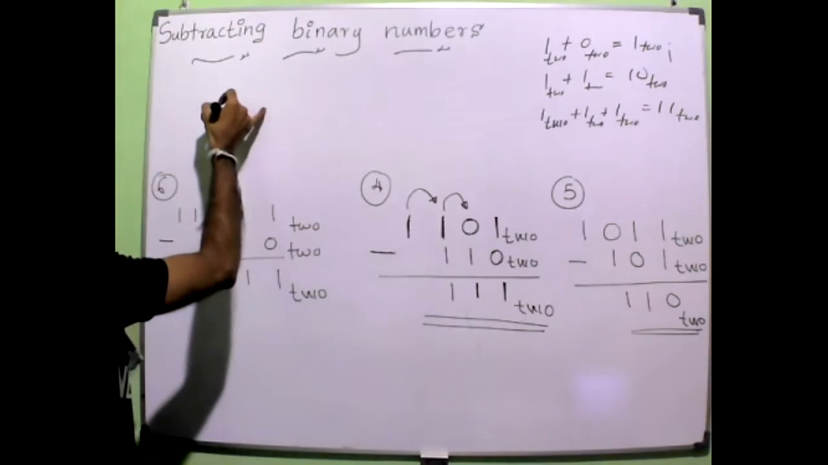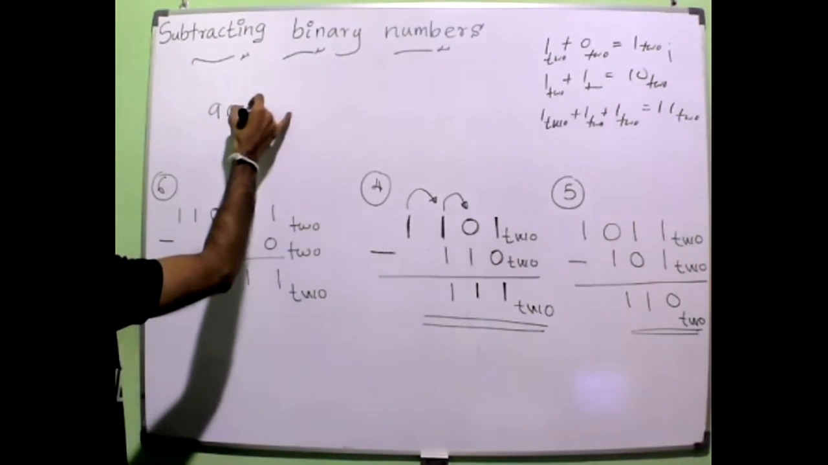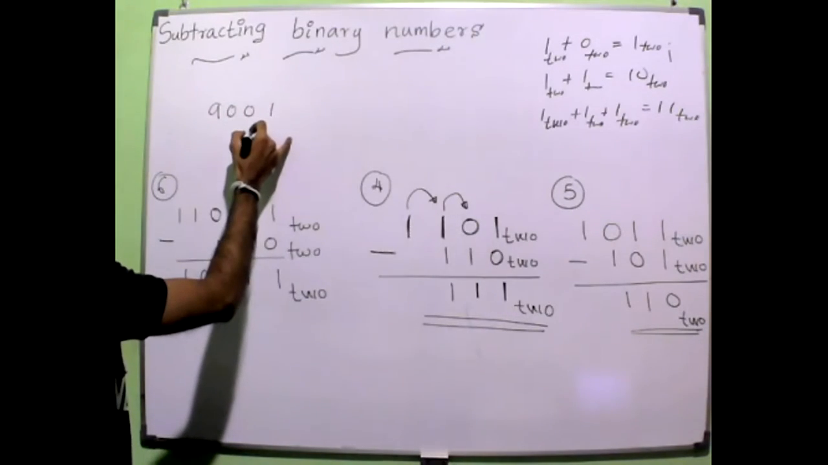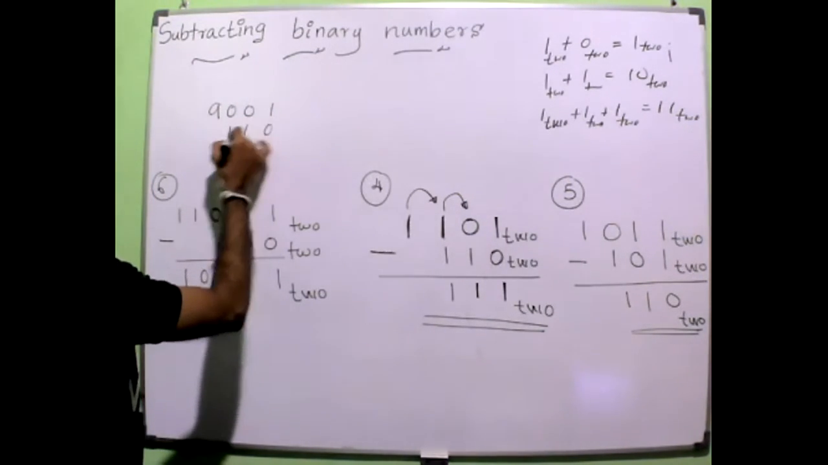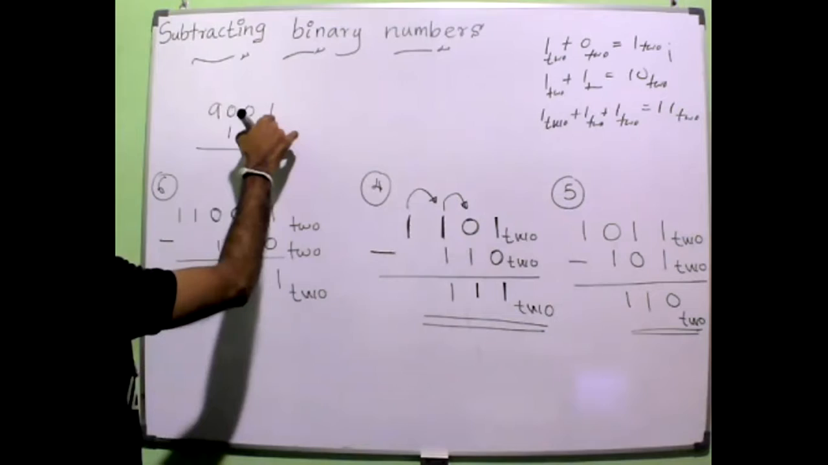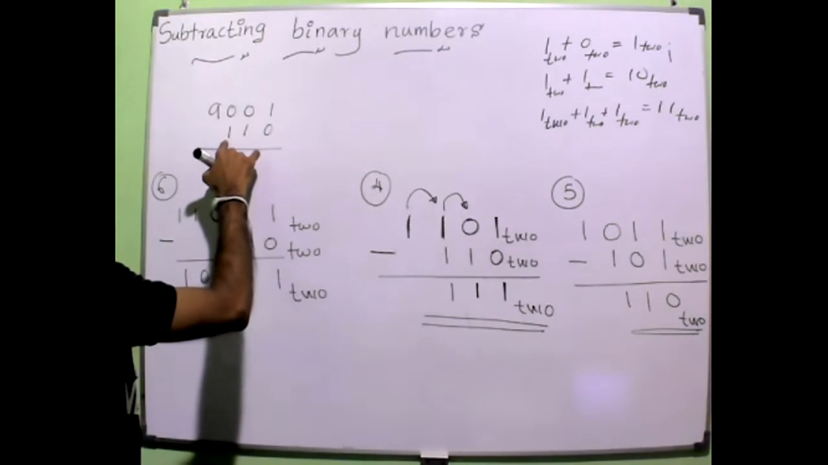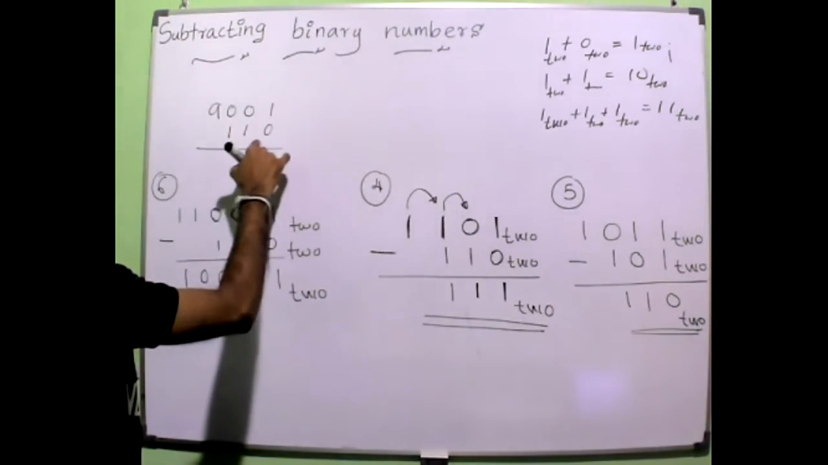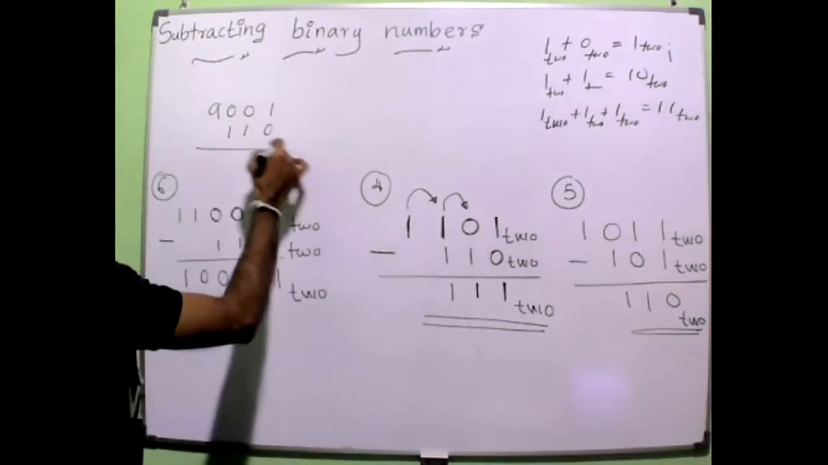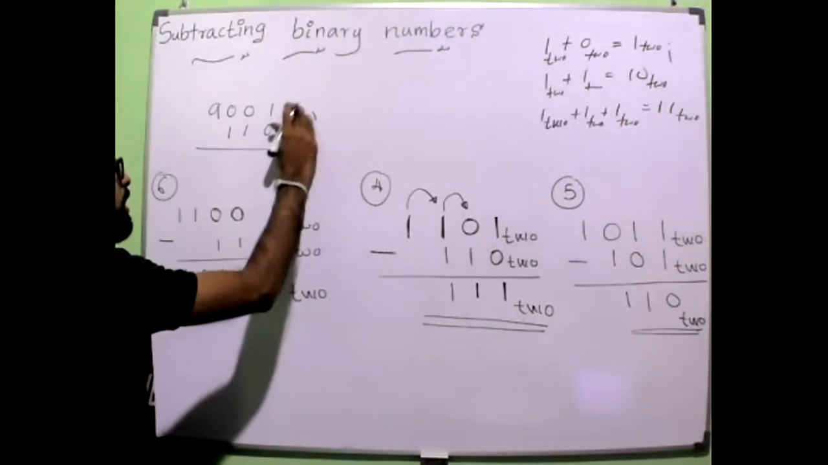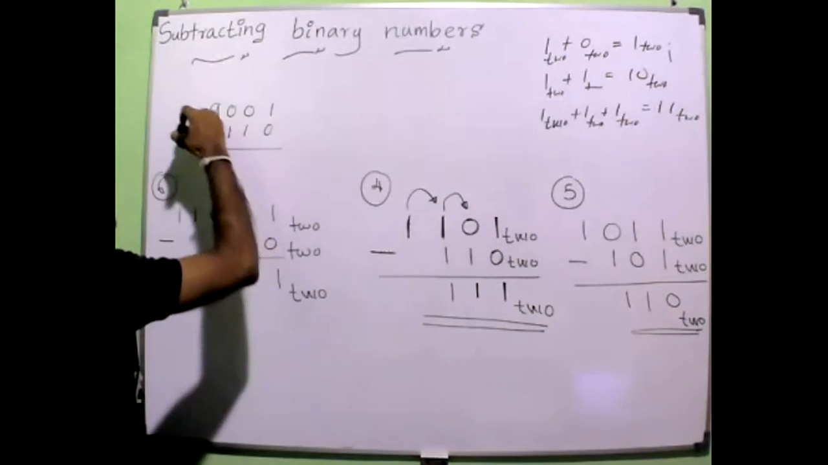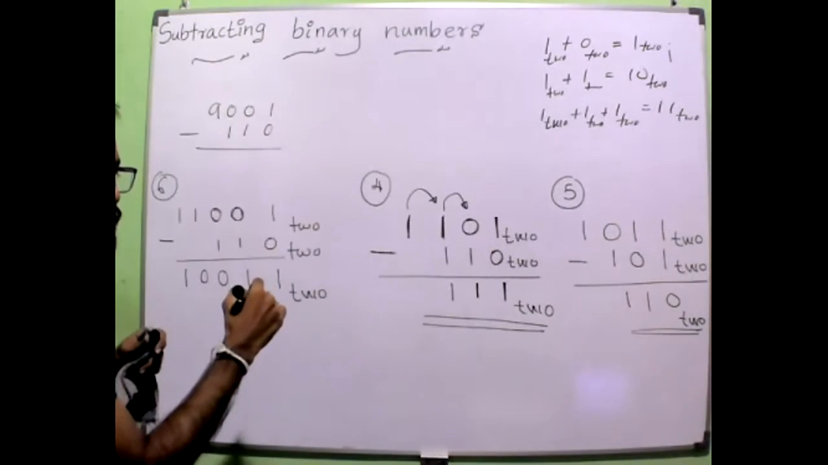Because if you can remember, this is a base 10 number, and you are going to subtract 9001 and subtract 110 from this. This is base 10 now. This is in your day-to-day life. This is how we are going to subtract given two numbers, right?